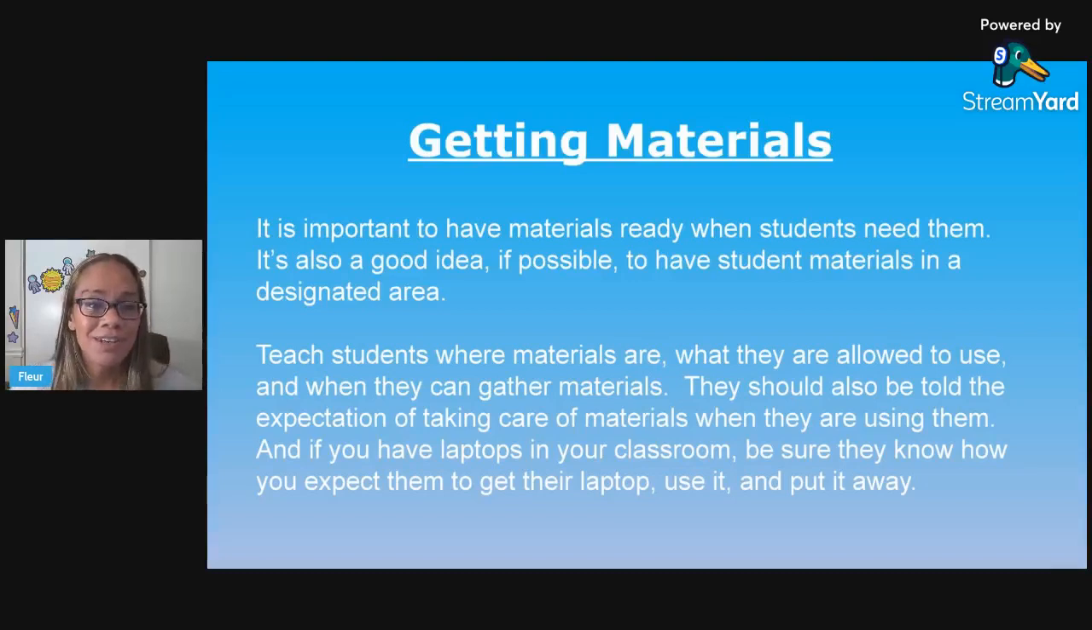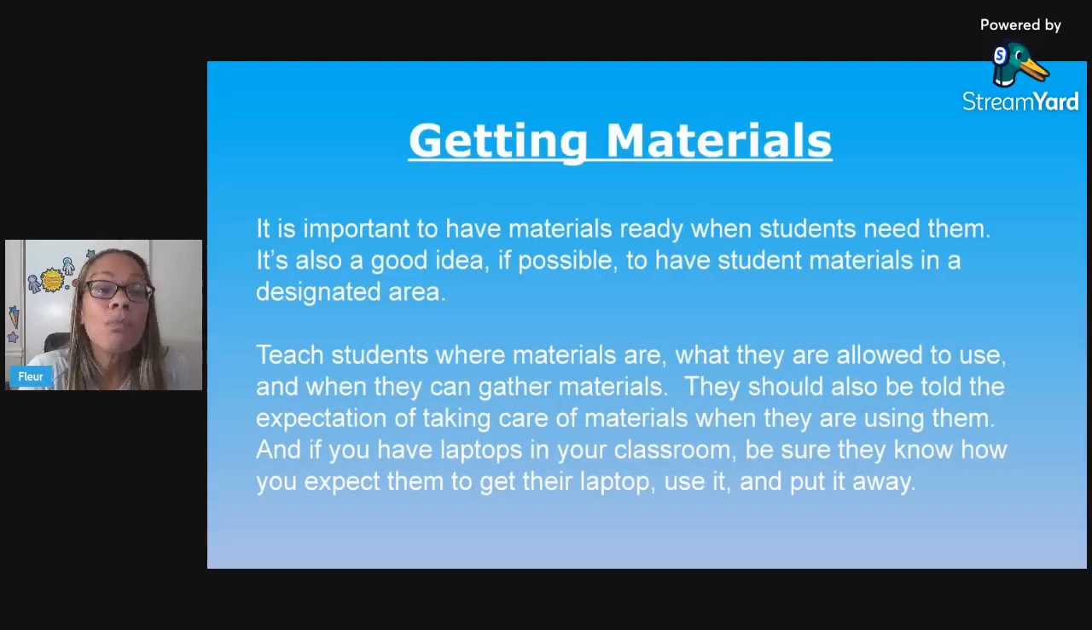Okay, so getting materials. This includes anything like getting colored pencils, sharpening your pencil, getting a computer, getting the assignment, those kinds of things. So it's important to have your materials ready when students need them. So be very prepared. And if possible, if your room allows it, have your student materials in a designated area. Mine's in a lab table, and my turn-in stuff is in one section. And I'll show you a picture of kind of what it looks like.